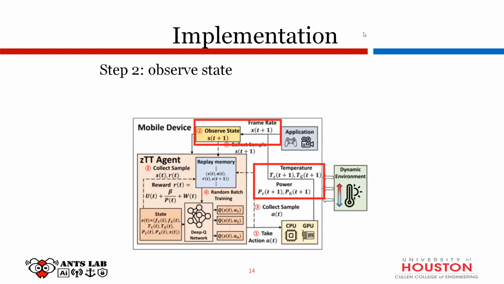As for step 2, we will observe the state. We will observe the state ST+1 after action AT. There are all those states we've seen before. The first is the temperature, and there is power, and there is also frame rate. So step 2 is to just observe all these states.